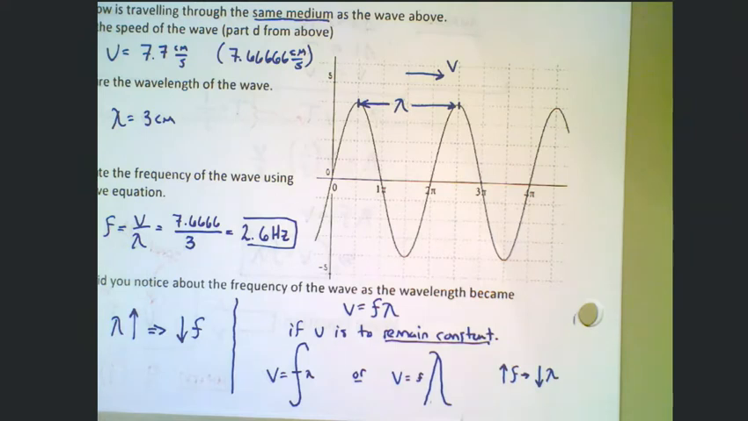We're going to move on to the next one, which is 3 examples related to periodic waves and the universal wave equation.